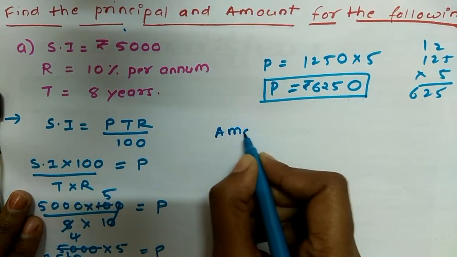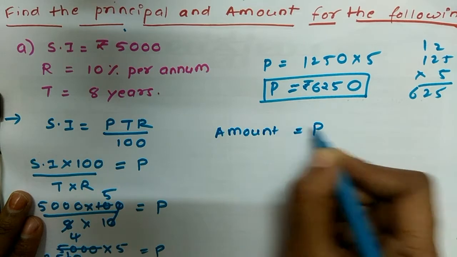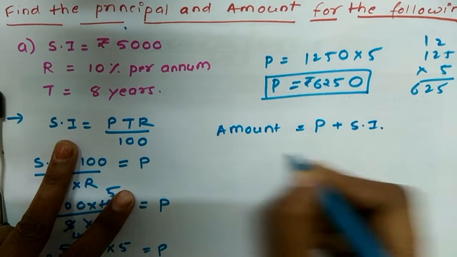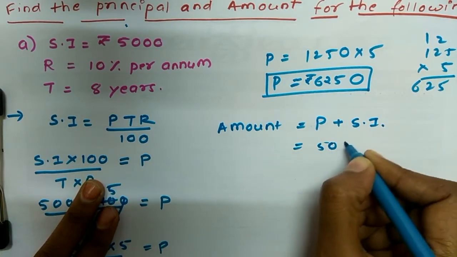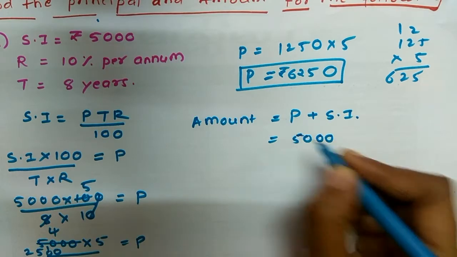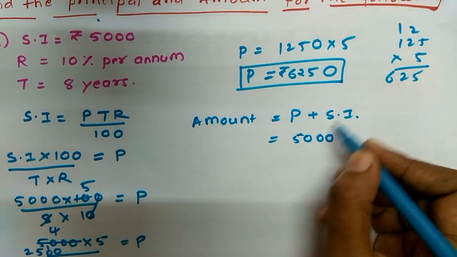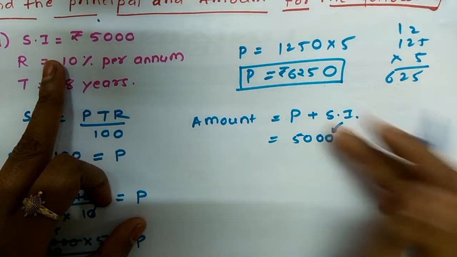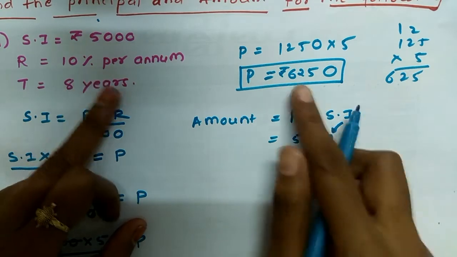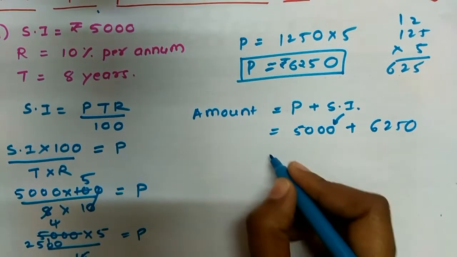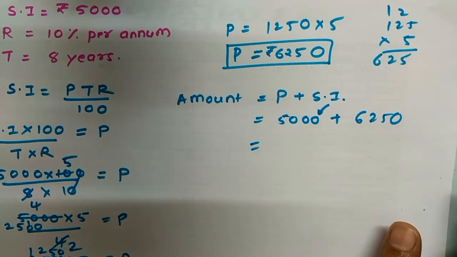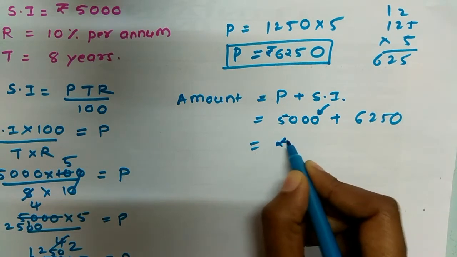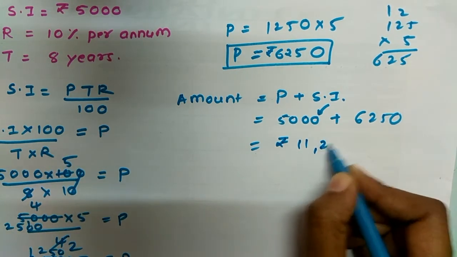So here the amount formula is principal plus interest. Here we have the simple interest, so SI we will take. Sorry, this SI is 5,000 here, then principal. This is SI and this is principal. We can add anyhow. SI 5,000 and principal is 6,250. So together this will give you the final amount. 6,000 and 5,000 is 11,250. So the final amount you are getting is 11,250.